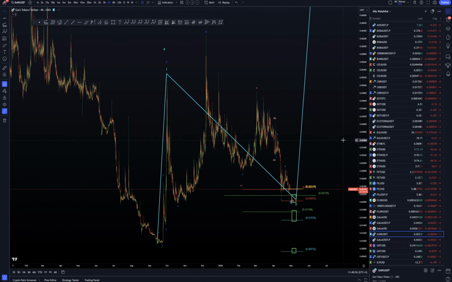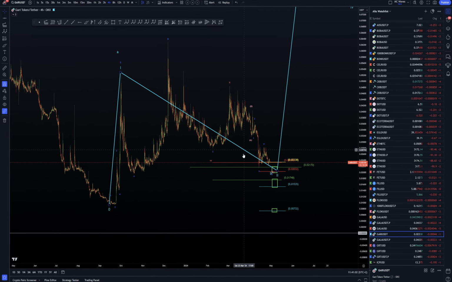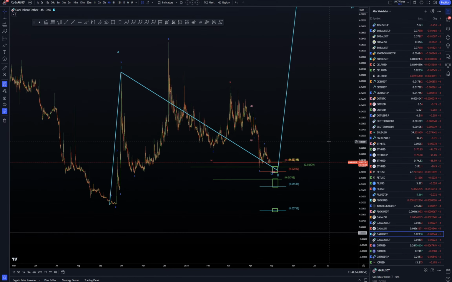Nice. Good. Okay, so this is GARI really. Nothing more to say on this, and it all depends again on Bitcoin. If Bitcoin is bullish, it's going to be bullish. If Bitcoin is bearish, it's not going to be bullish, it's going to be bearish. As simple as that, really.